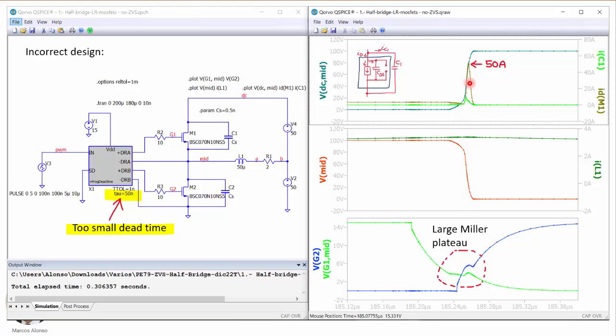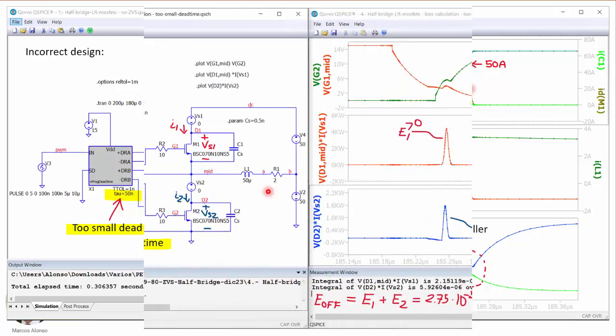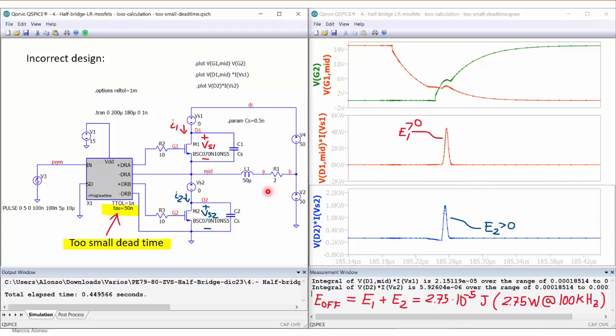So here in these waveforms we are showing the current that we have entering the drain of transistor M1, and we can see how the current can reach a peak of 50 amperes. So this is a shoot-through current circulating through both transistors, which is going to create a lot of losses during the commutation. Here is the calculation of the losses in this case when we are using a too small dead time.